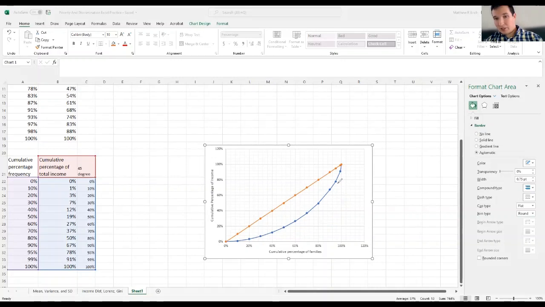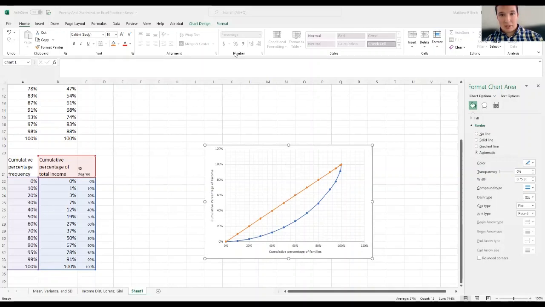So the flatter your Lorenz curve, the more it looks like this, the more equal you are. The more curved, the more unequal. All right. Now, the Gini coefficient, that is something extra.